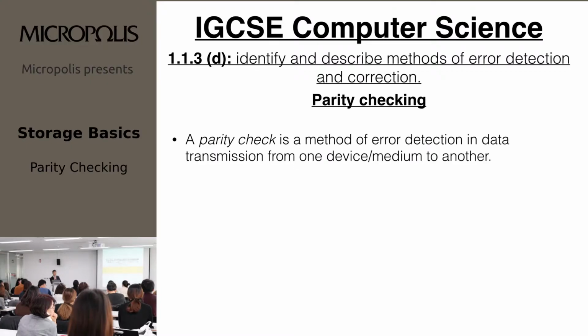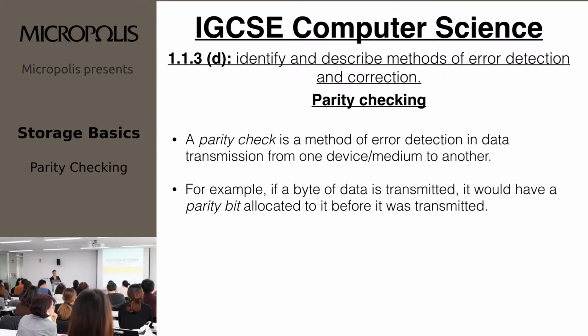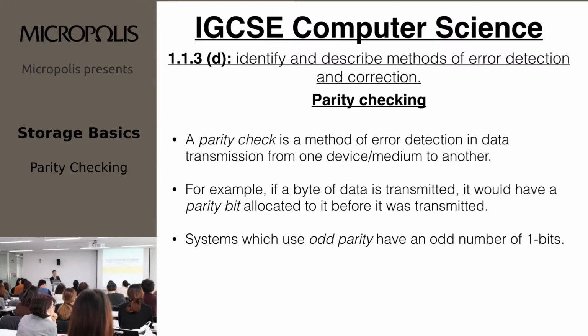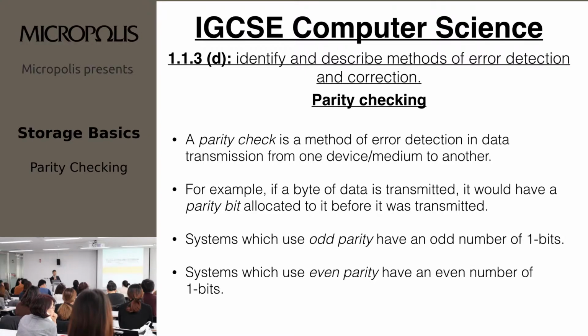A parity check is a method of error detection in data transmission from one device or medium to another. For example, if a byte of data is transmitted, it would have a parity bit allocated to it. Systems which use odd parity have an odd number of 1 bits. Systems which use even parity have an even number of 1 bits.